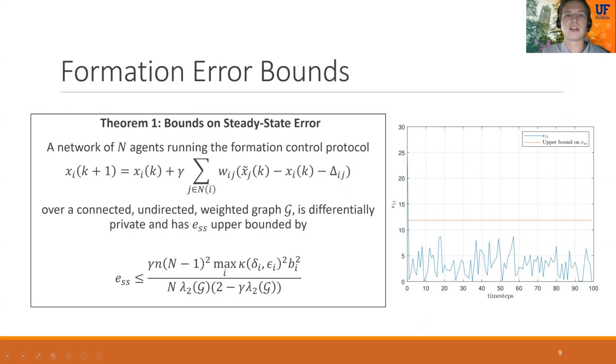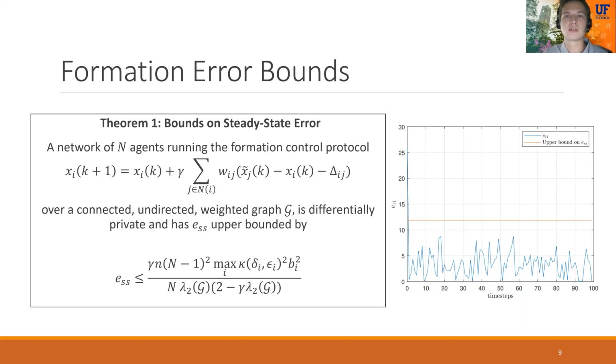And for a network of n agents running the formation control protocol shown here over a connected, undirected, weighted graph G, this controller is differentially private and has steady state error upper bounded by this expression. And this expression contains gamma, which is basically our step size, the size of the network n, the maximum variance of privacy noise, as well as the algebraic connectivity of the underlying graph G.